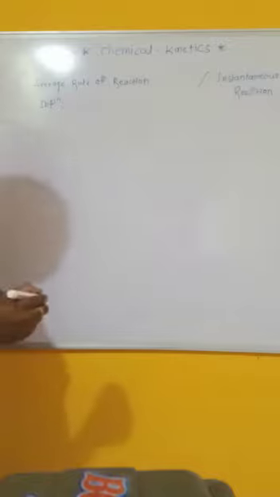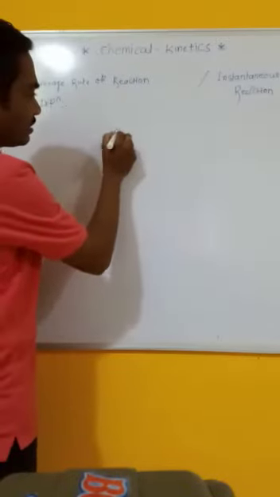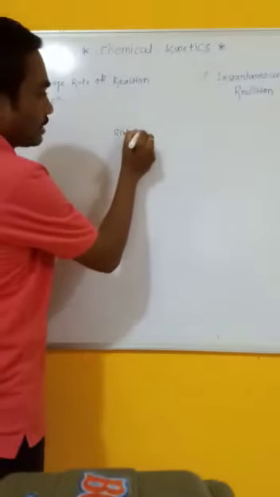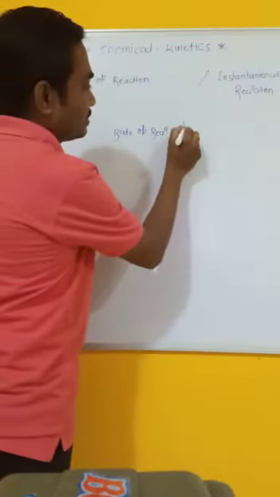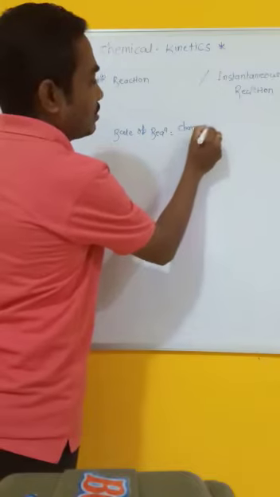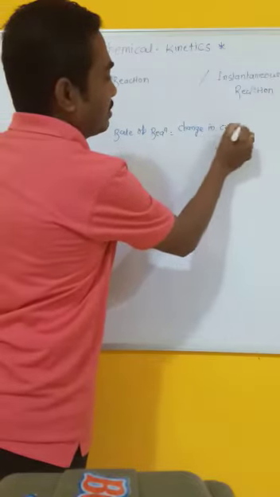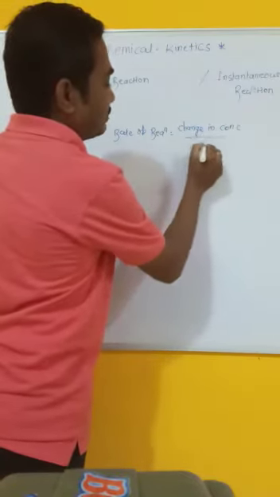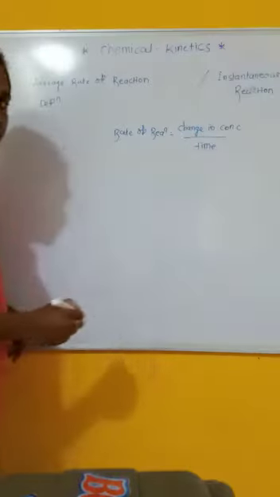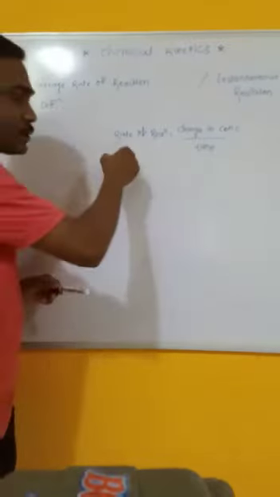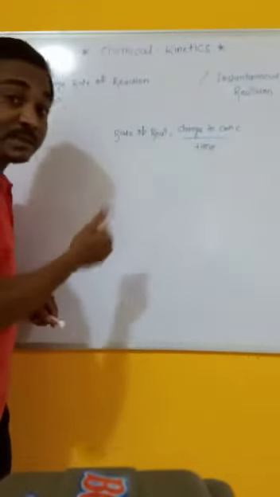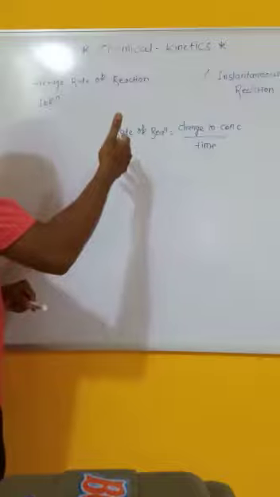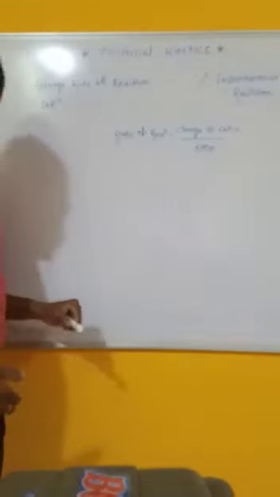We know that rate of reaction is change in concentration divided by time. Change in concentration divided by time means rate of reaction. Suppose this rate of reaction is measured for a long time interval, then it is called the average rate of reaction. What is meant by the average rate of reaction?